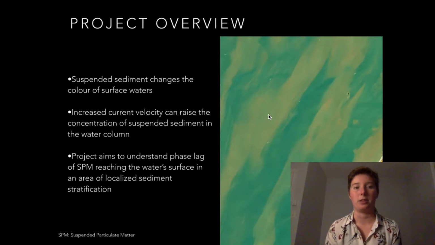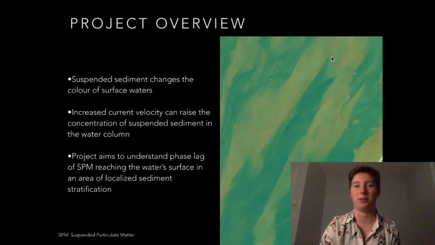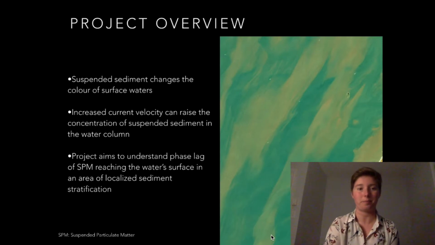So a little bit of an overview into the theory behind my project. We know that suspended sediment can change the color of surface waters. This satellite image of my study area is a pretty good example where some areas have a lot of suspended sediment at the surface, and as a result looks much more red than these bluer areas which would have less suspended sediment at the surface. We also know an increased current velocity can raise the concentration of suspended sediment in the water column. Essentially, the faster a current is moving, the more sediment it's able to suspend.